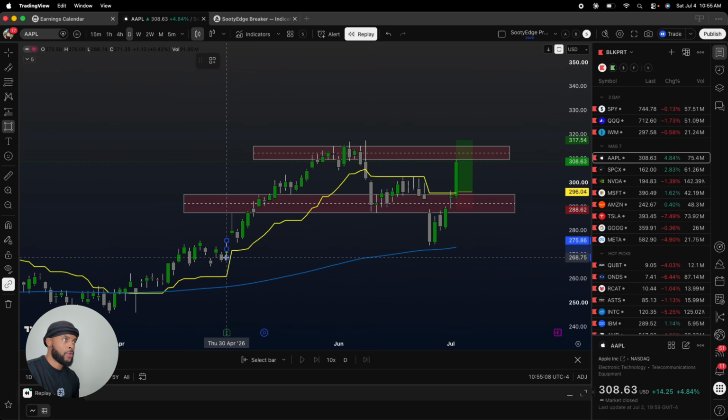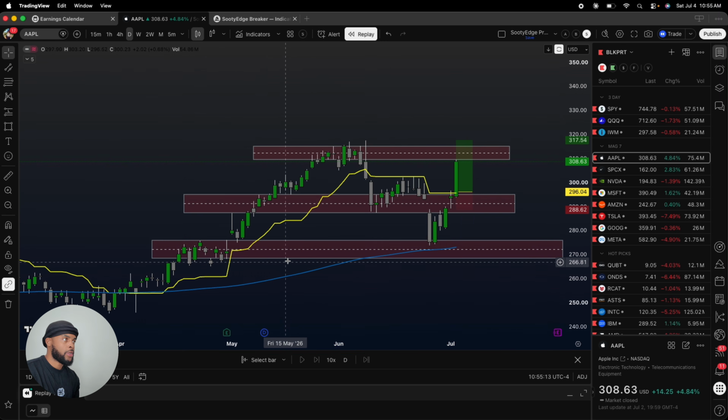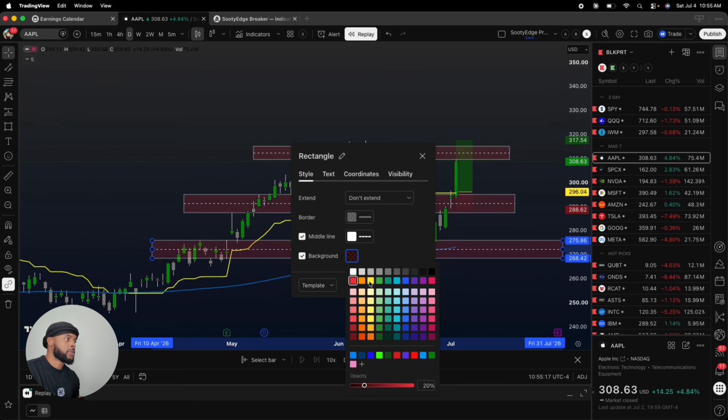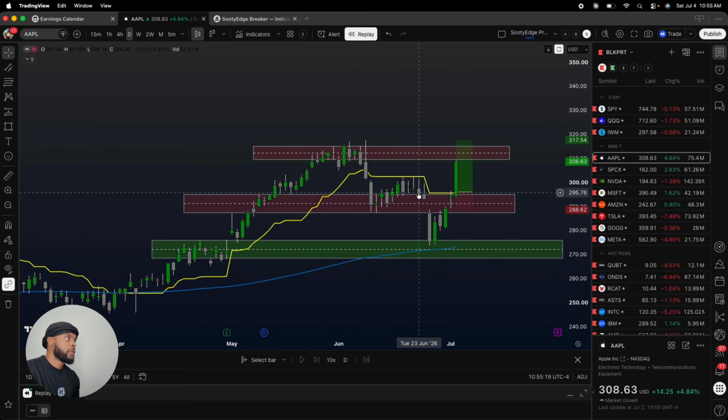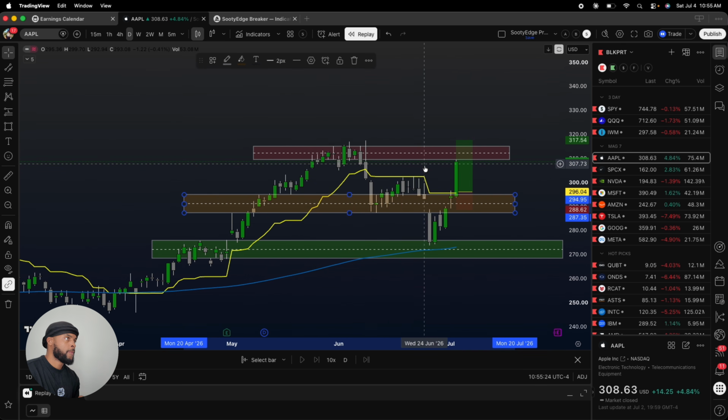Because I always want to draw 3 points when I'm on a daily. When I'm on a daily, I'm going to always draw 3 points. And then we're going to make this one green. Make this one orange. That's my middle zone. And those are my 3 levels of structure right there.